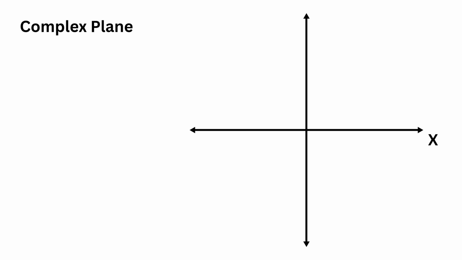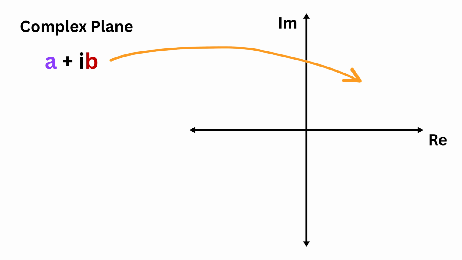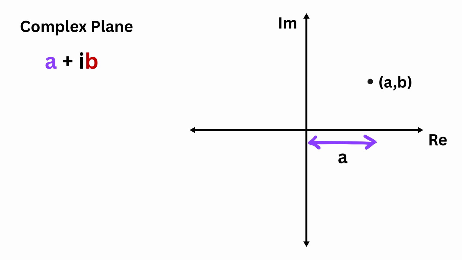In this plane, the horizontal axis, or the x-axis, represents the real part, and the vertical axis, or the y-axis, represents the imaginary part. A complex number is written as a + ib, where both a and b are real numbers. Now, this complex number can be represented as the point (a, b) on this complex plane, where a is the real component and b is called the imaginary component. This way, every complex number has a natural geometric position on the 2D plane.